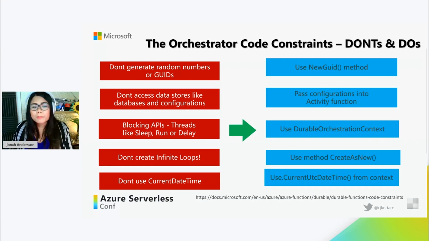So what is recommended instead is the do's. For example, for GUIDs, you use a new GUID method. For configuration, you pass it in your activity functions. And if you really need to use threads, you can make use of the functions available through the context. And if you really need to do a loop within the orchestrator, then you can use the continue-as-new method. And there's also a specific function for the datetime.